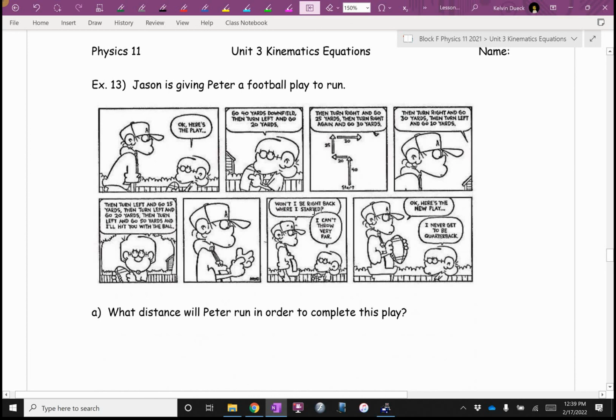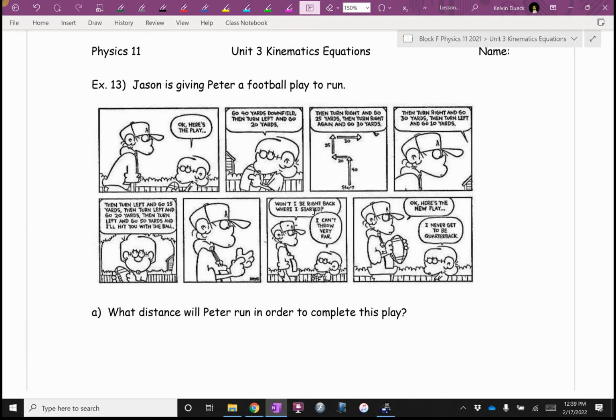One of my favorite comics is Foxtrot. This is a Foxtrot comic. The author, Bill Amend, actually has his physics degree, and he'll sneak some good physics in quite often. He was doodling a lot when he was in university. His friends said, you know, these are kind of funny. You should try publishing these.